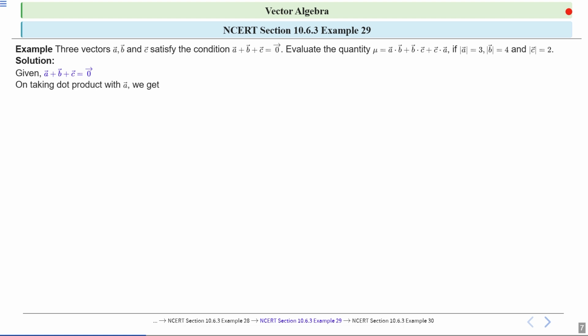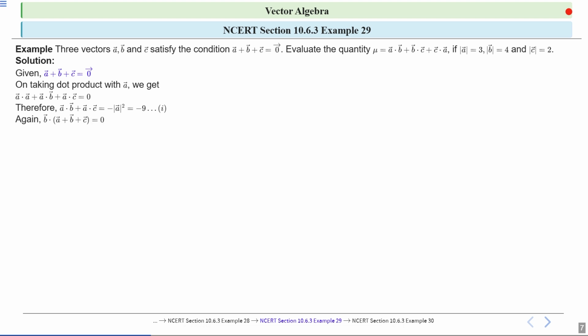Now on taking the dot product with a vector, we get a vector dot a vector plus a vector dot b vector plus a vector dot c vector is equal to 0. Therefore a vector dot b vector plus a vector dot c vector will be equal to minus the magnitude of a vector squared, which is equal to minus 9. So this is equation 1.